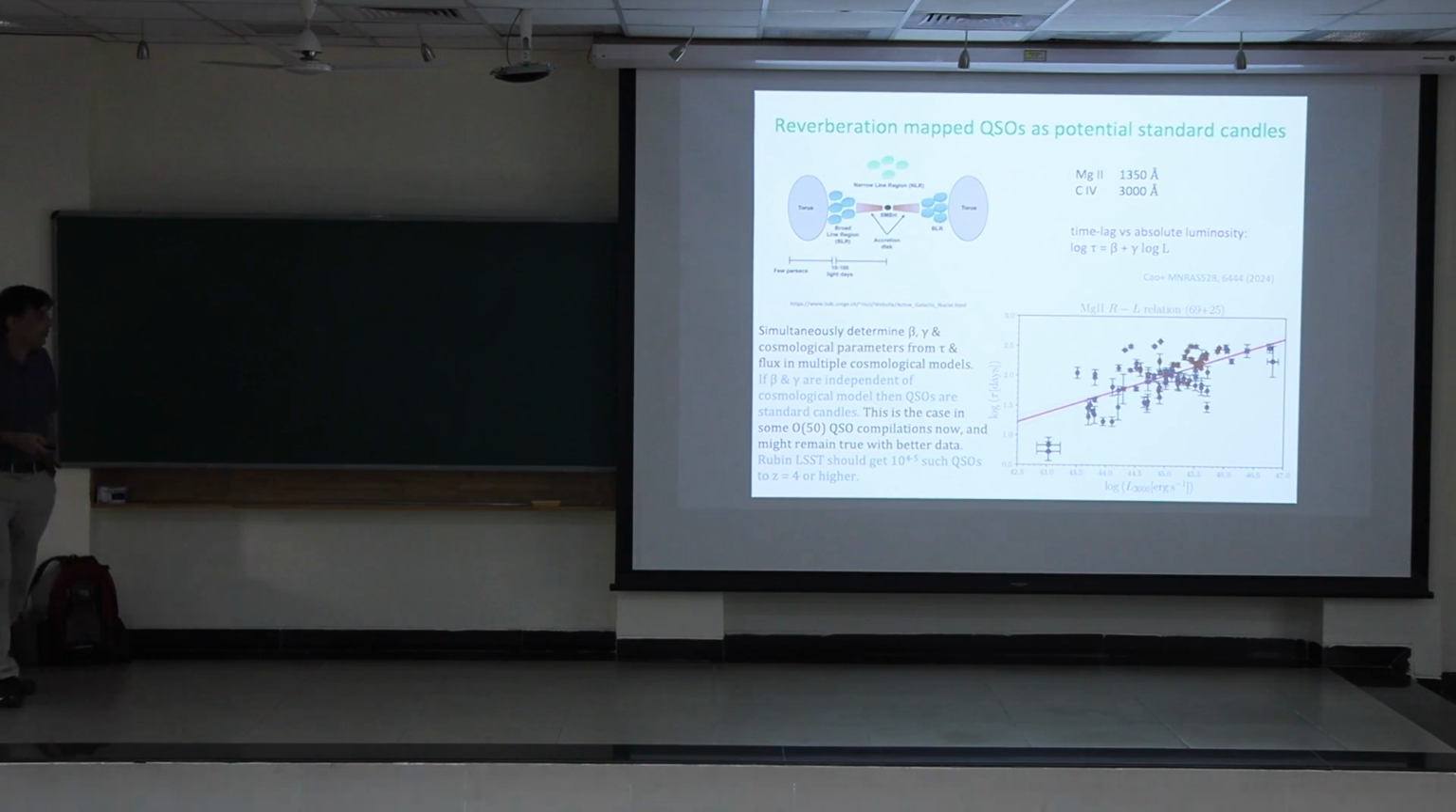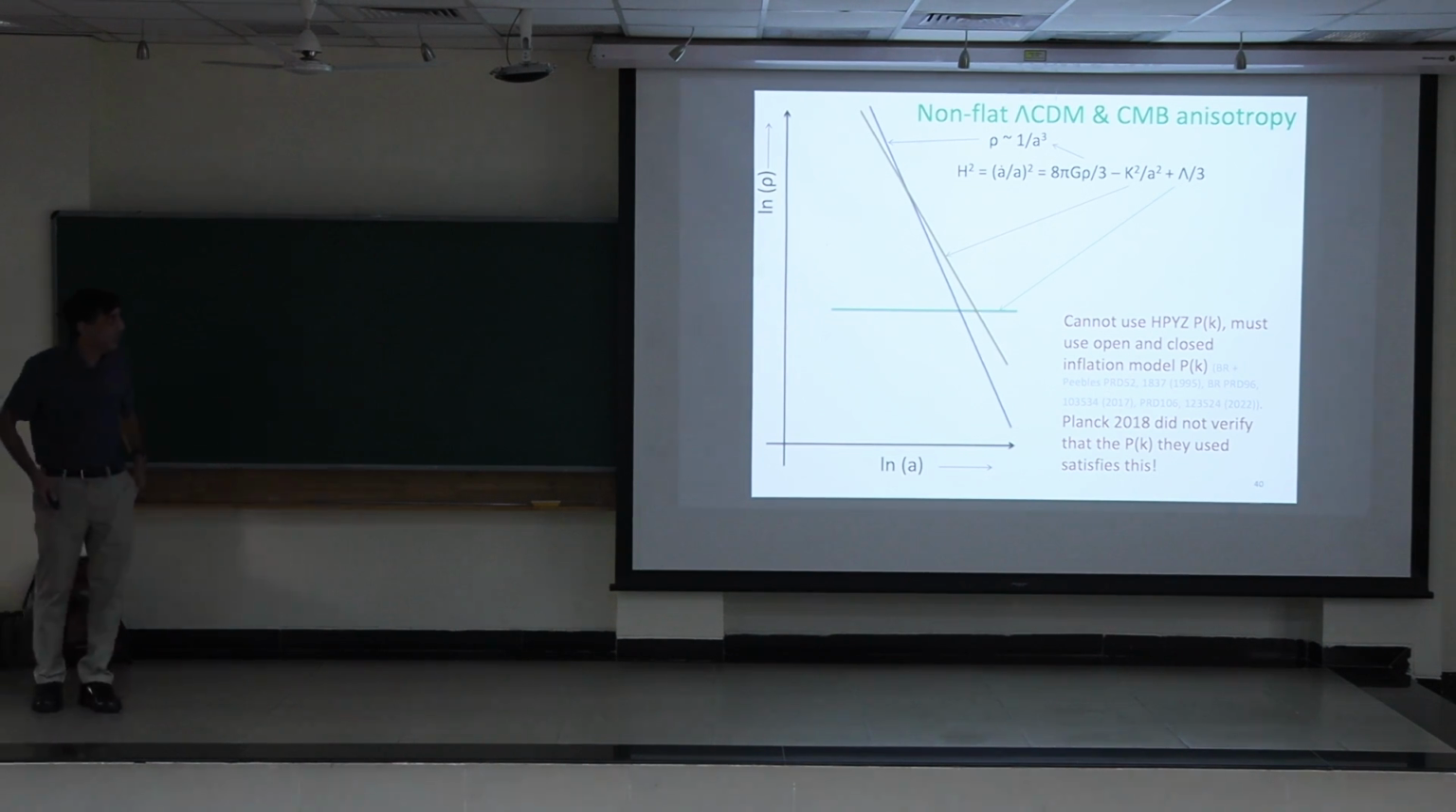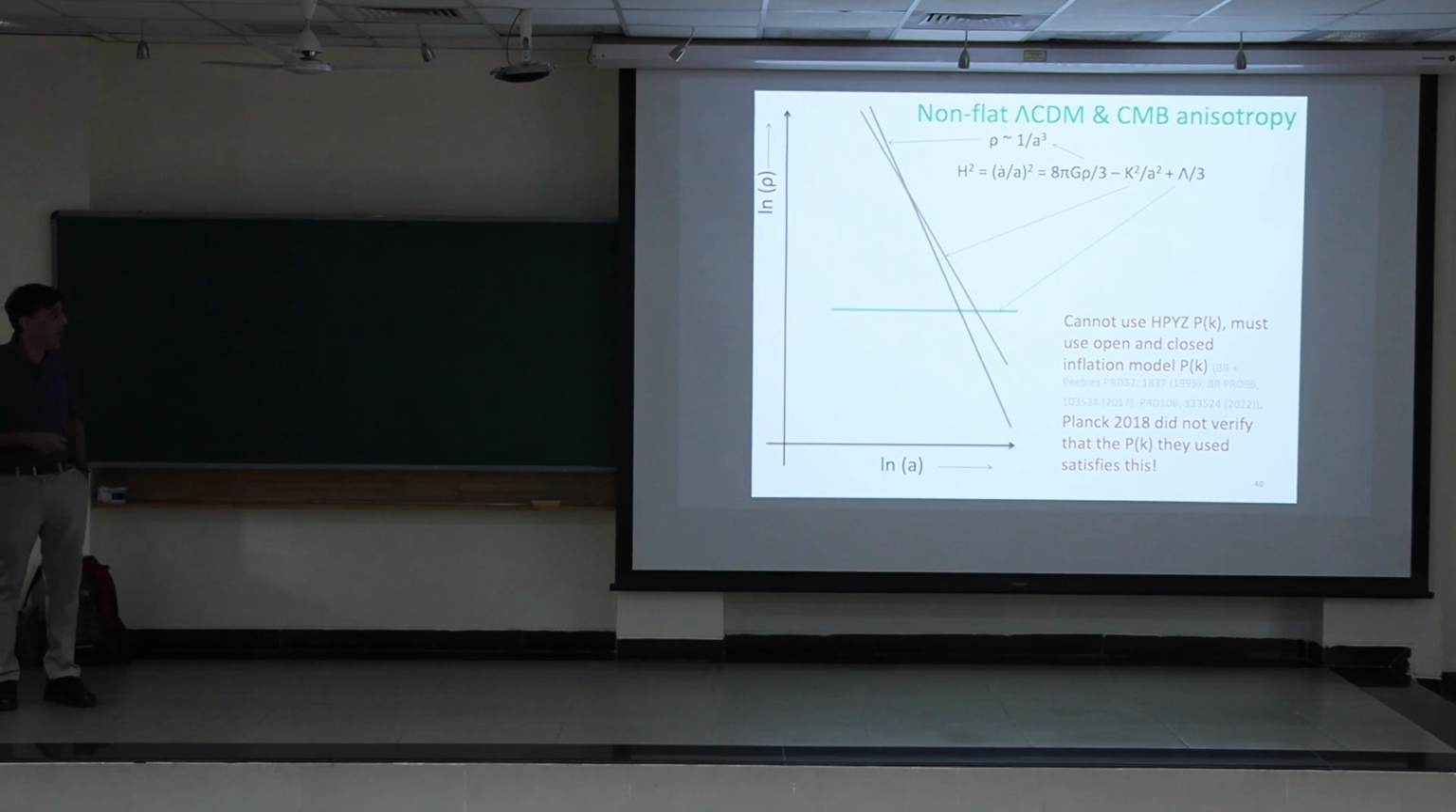And it's not clear this is going to survive with bigger data sets, but Rubin Observatory, LSST, should get 10 to the 4 or 10 to the 5 of these, and that's going to be a big enough data set to use. So I'm going to now change gears again and look at the CMB in non-flat models.